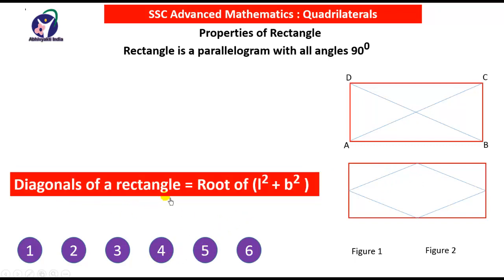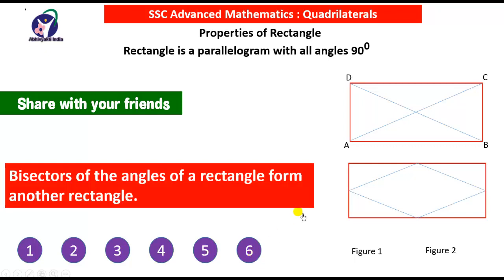The diagonal of a rectangle will be equal to root of L square plus B square. If you have to find this diagonal, then triangle ABC will be a right angle triangle, and this angle is 90 degrees. So here we apply the Pythagoras theorem, that is AB square plus BC square will be equal to AC square. So AC will be equal to the square root of L square plus breadth square, that is B square. So the square root of L square plus B square gives you the diagonal of a rectangle.